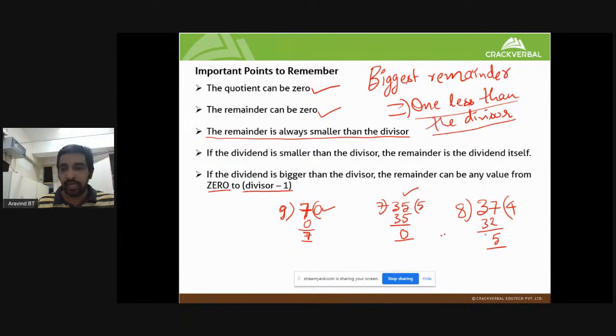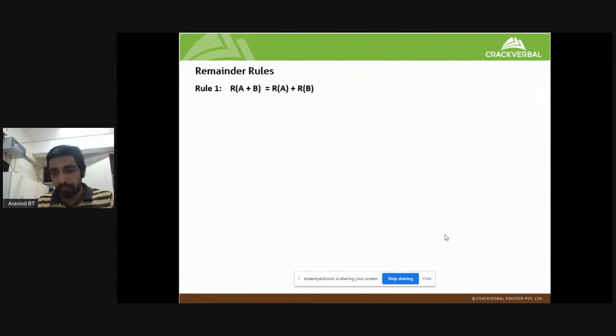Now, I also want you to understand that there are some basic rules called the remainder rules. So what are the remainder rules? There are 2 rules. Remainder of A plus B can be split up as remainder of A plus remainder of B. Remainder of A into B can be split up as remainder of A into remainder of B.